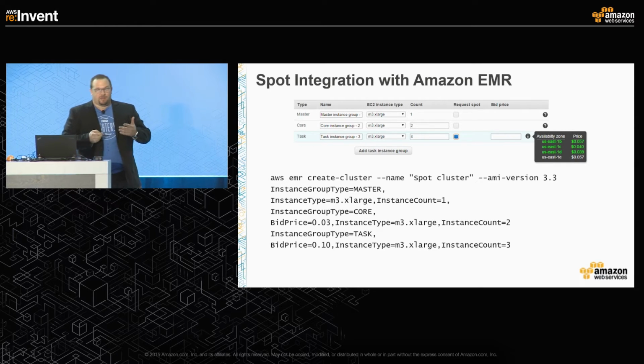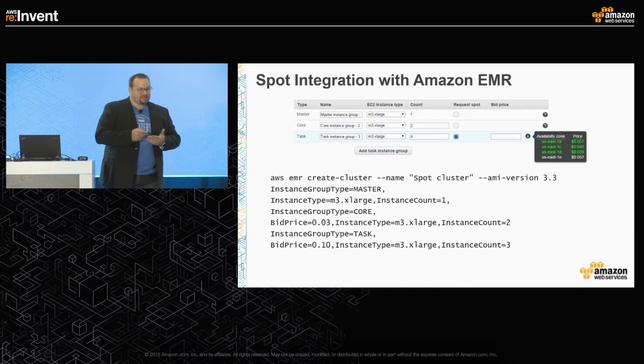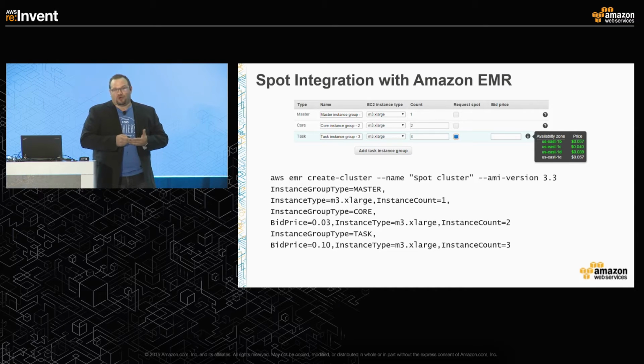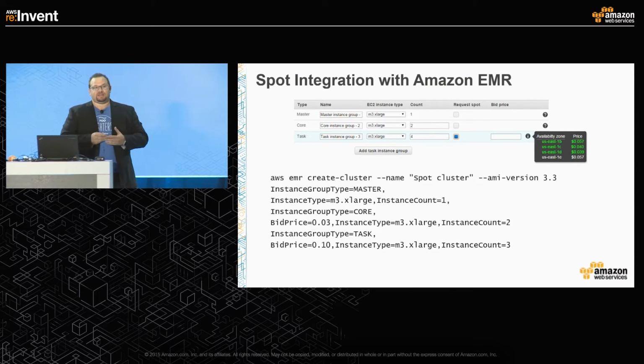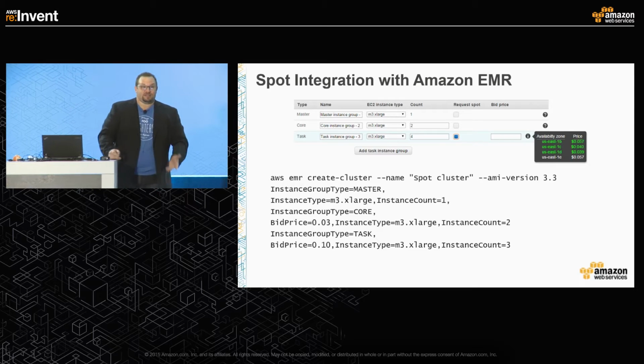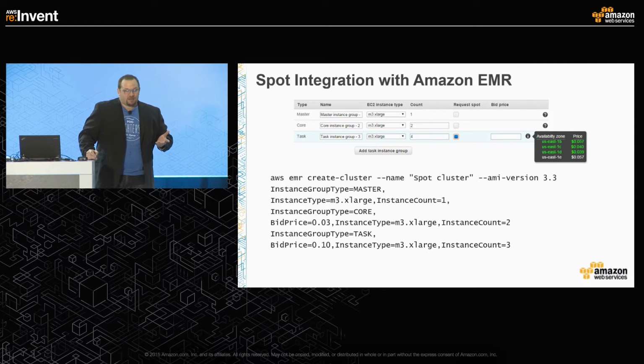So if you remember with EMR, you have the concept of master, core, and task nodes, where the difference is that the core node has ephemeral storage, the HDFS, which means if this node is down, you're losing data. With a task node, you don't store anything. It's just giving you horsepower for your processing.